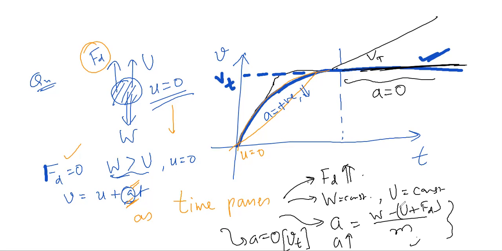So here what is happening is this particular numerator is decreasing. Its value is decreasing because Fd is increasing. So W minus U plus Fd is decreasing, the entire term, because M will remain constant. And one moment will come when this will become zero, and at that particular moment, this object will start moving with zero acceleration.